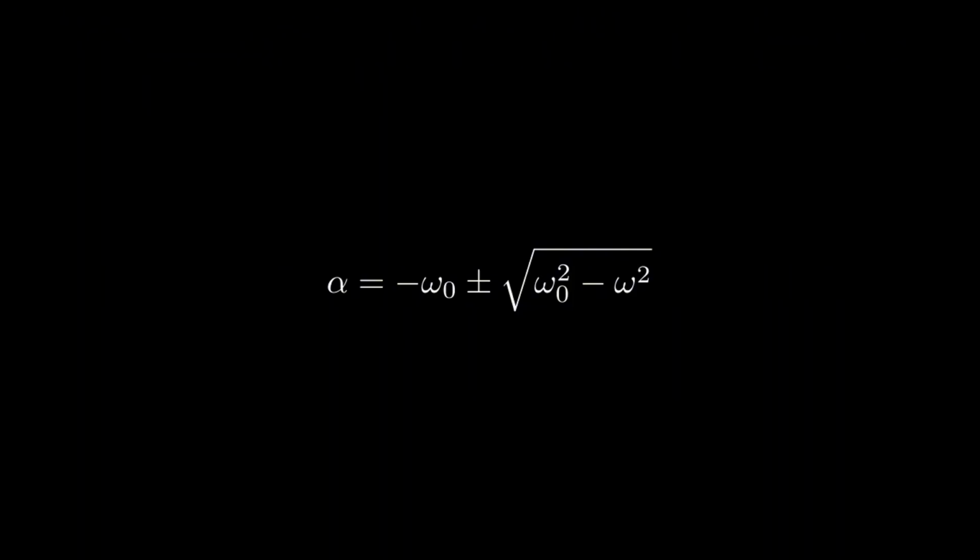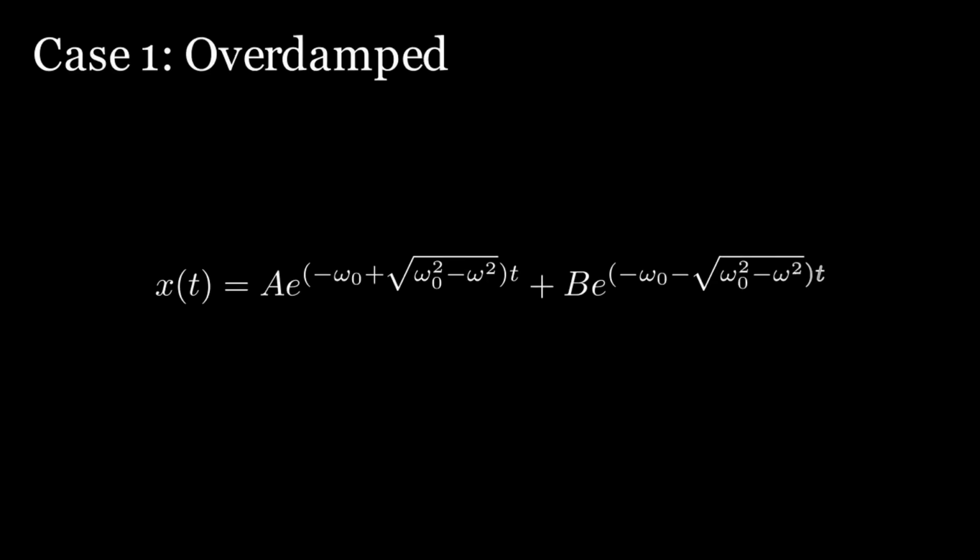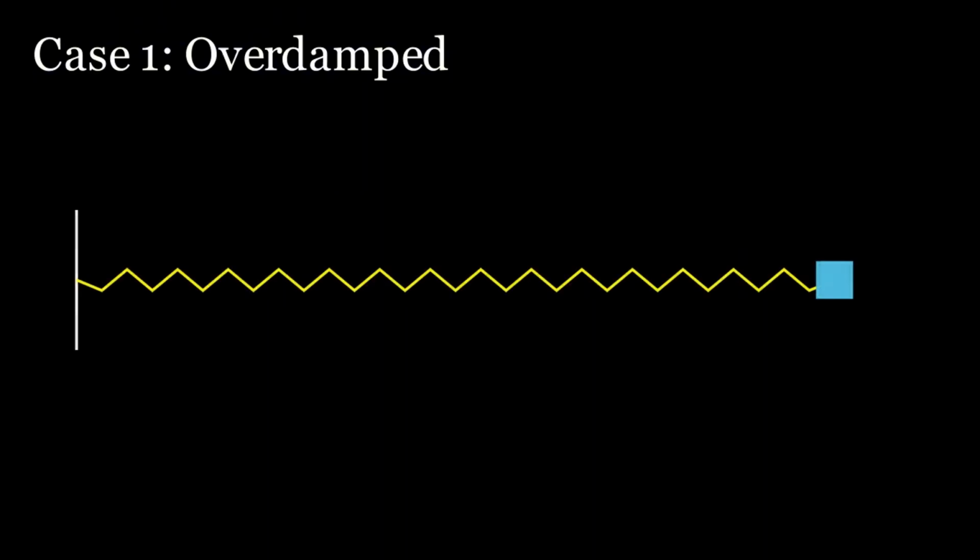So our solution relates to alpha, yet alpha relates to omega naught and omega. So depending on how omega naught relates to omega, we will have different cases. The first case we're going to talk about is when omega naught is greater than omega. In this case, we call it overdamped. Here is the solution to the equation. In this case, the square root is real. And this is how the spring works.